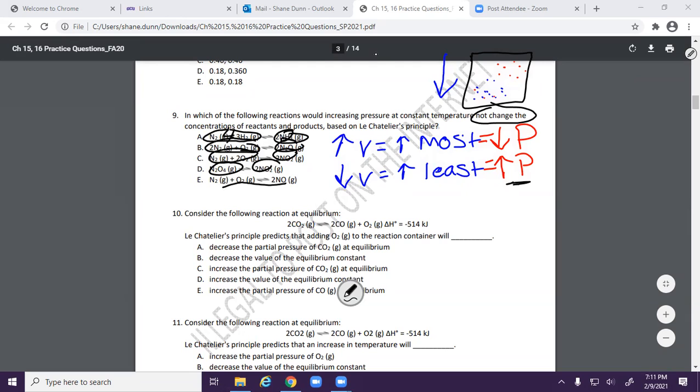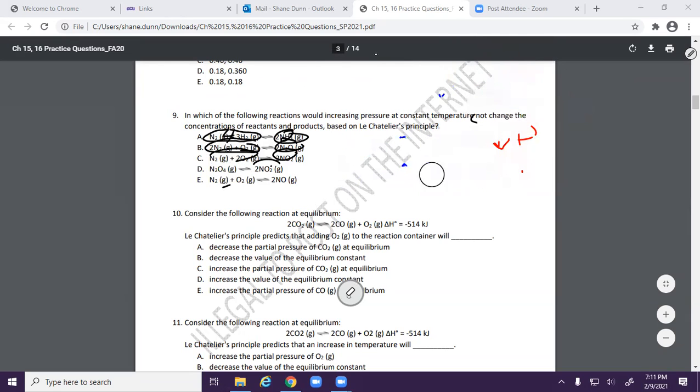Yes, it would. But with Le Chatelier's principle, we only care about temperature if you're given a delta H value, or told if it's exothermic or endothermic. Okay, so the answer for number 9 is E.